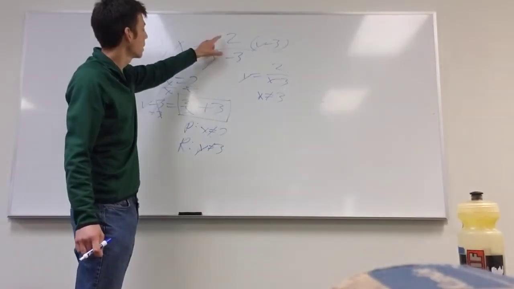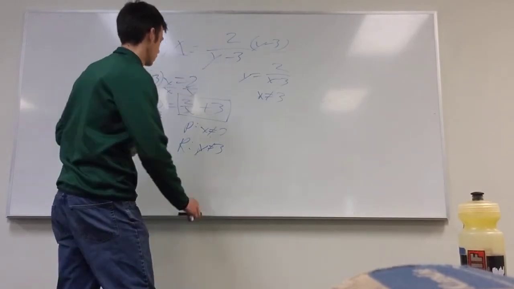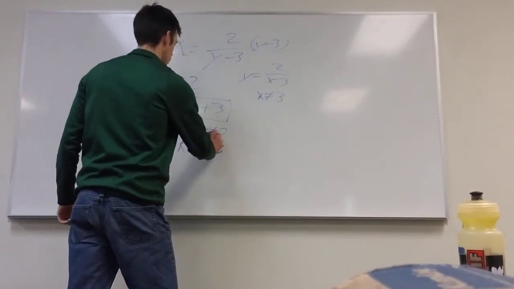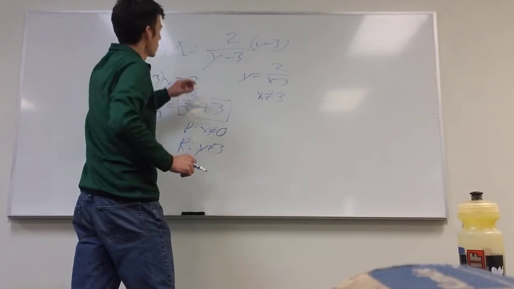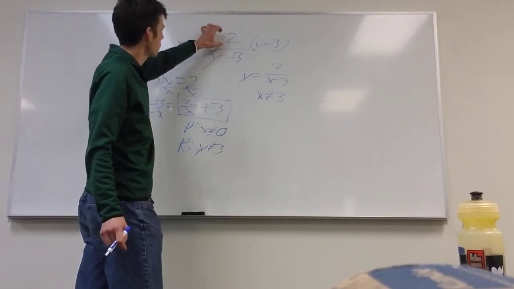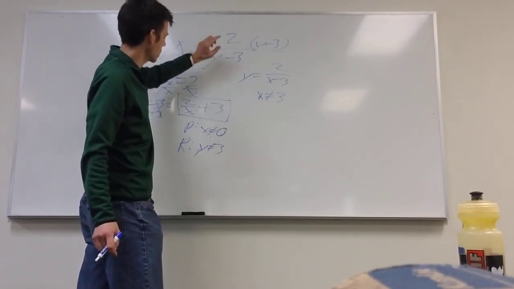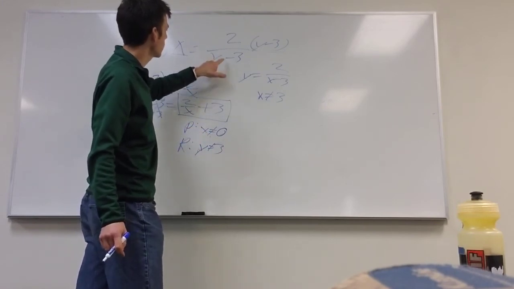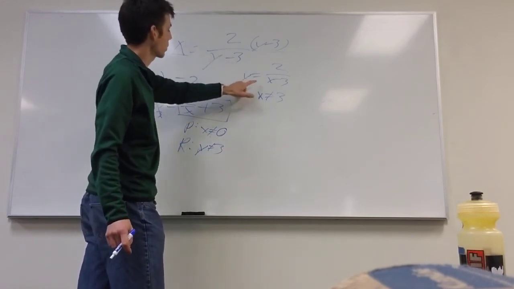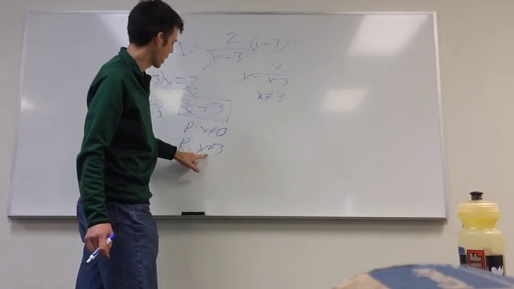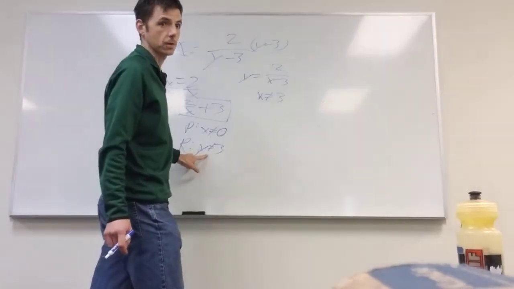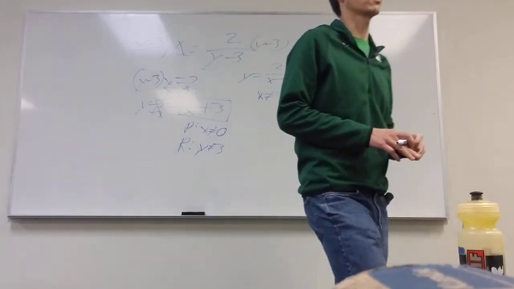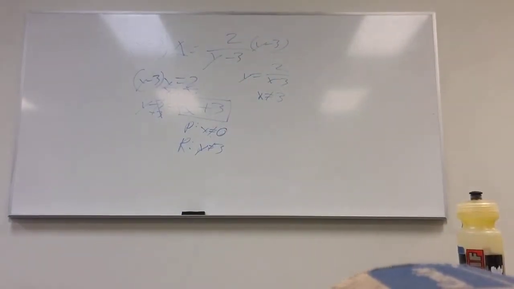So the range of the original function, y will never be 0, so that's my domain of my inverse. And the domain of the original function, x cannot be 3, right there, and that's my range for my inverse function. Remember I did that. You could plug a 3 in for that and find out why. You'll get a contradiction.